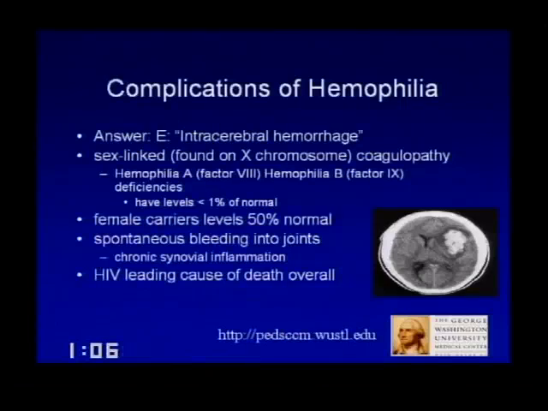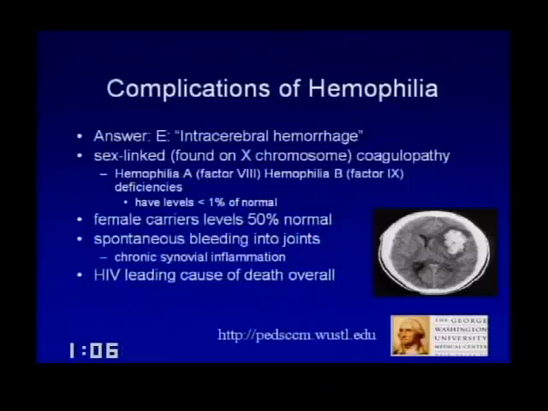There are two types of hemophilia. Hemophilia A, where there's a genetic absence of factor 8. Hemophilia B, where there's a genetic absence of factor 9. Male patients with hemophilia have levels of these coagulation factors that are less than 1% of normal. Females who are carriers of the disease have levels of these factors which are about half of normal, which is plenty to give them a normal coagulation pattern.